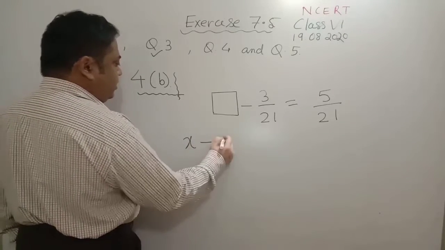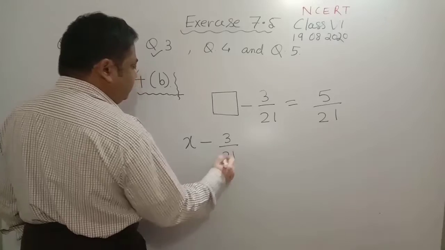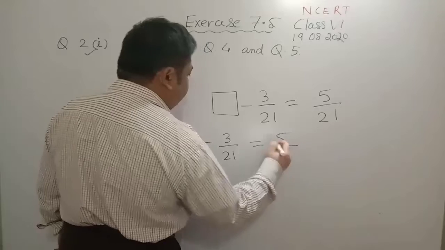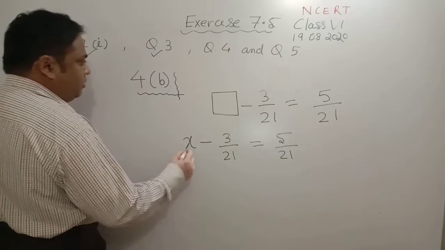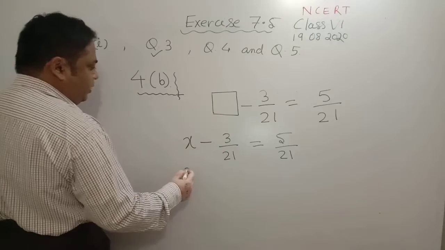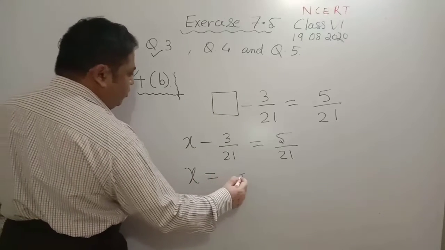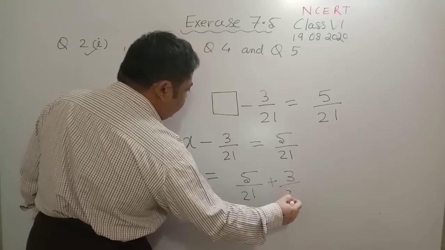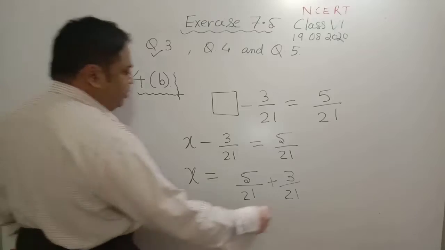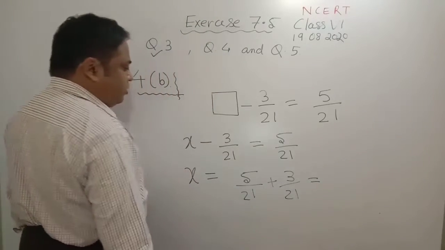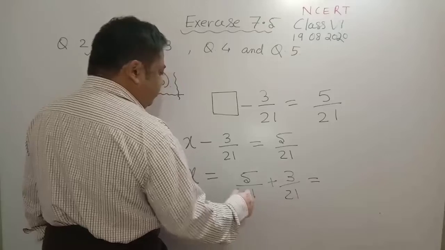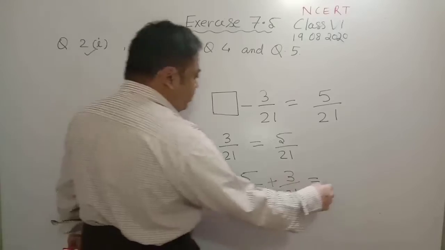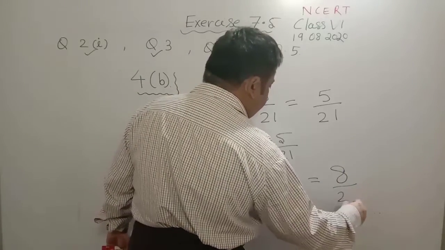X minus 3 by 21 is equal to 5 by 21. So X, this box I have taken as X here. So X will be equal to 5 by 21 plus 3 by 21. So this will be equal to how much? 21 and 21 is common, means they are same. So no need of taking any LCM. This can be simply added. It will become 8 by 21.